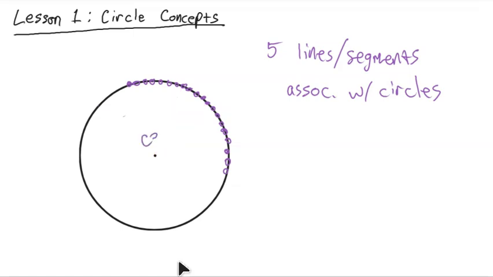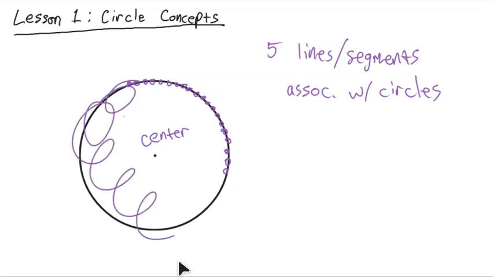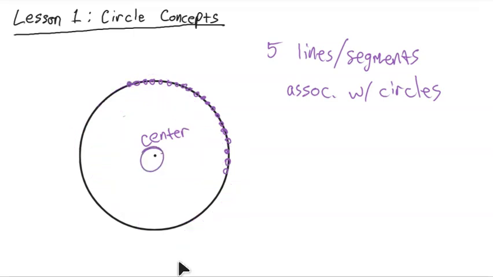So all circles have a center. Now the center itself is not a part of the circle. The circle is actually just the points, okay? So all the points that run around the circle, that's the circle. The center just defines the circle because every one of these points is the same distance from the center, okay? And that distance from the center is called the radius, okay? All right, so all circles are defined by their center and by their radius.